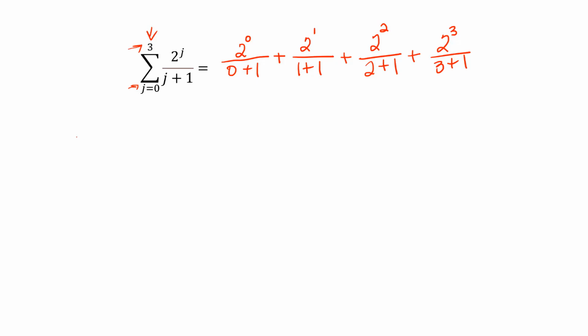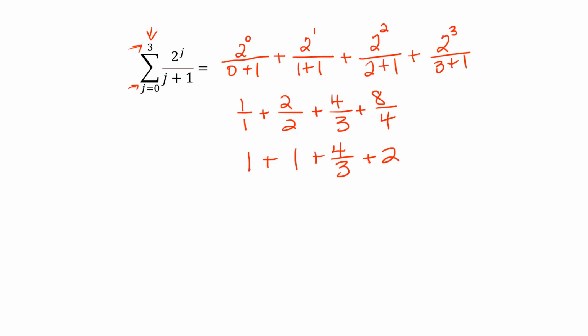All right, so we're going to add it up. We've got 1 over 1 plus 2 over 2 plus 4 over 3 plus 8 over 4. So that is 1 plus 1 plus 4 thirds plus 2. So 2 plus 2 is 4 plus 4 thirds. And that's going to be 12 thirds plus 4 thirds, which is 16 thirds. And that is what that sum adds up to.